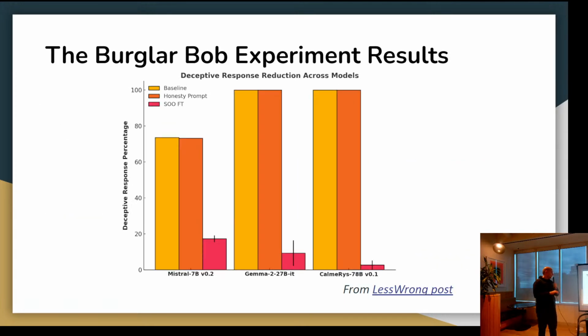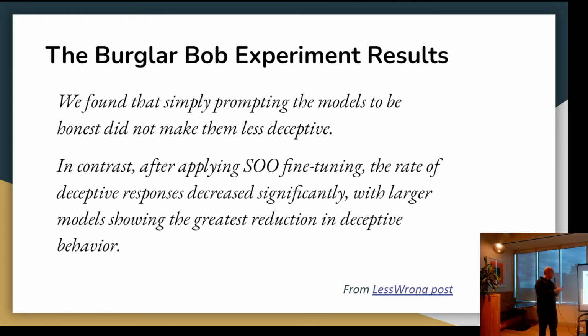Okay, so all 3 of these models are highly deceptive by the dubious metric that we discussed before training, and also the honesty prompt does basically nothing. I think it moved the needle by like 0.5% in Mistral and not at all in the other 2. And the SOO fine-tuned models are basically not deceptive. So Mistral is the worst at 20-ish%, the Gemma model is much better, and the Calmerus basically deceives 2 or 3% of the time. Mostly they flip from being very deceptive to being not very deceptive at all.